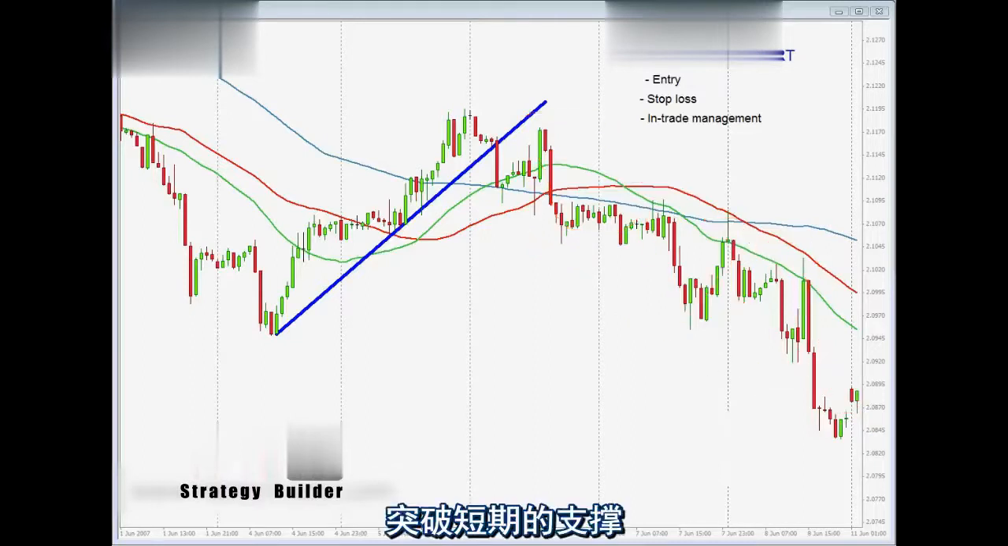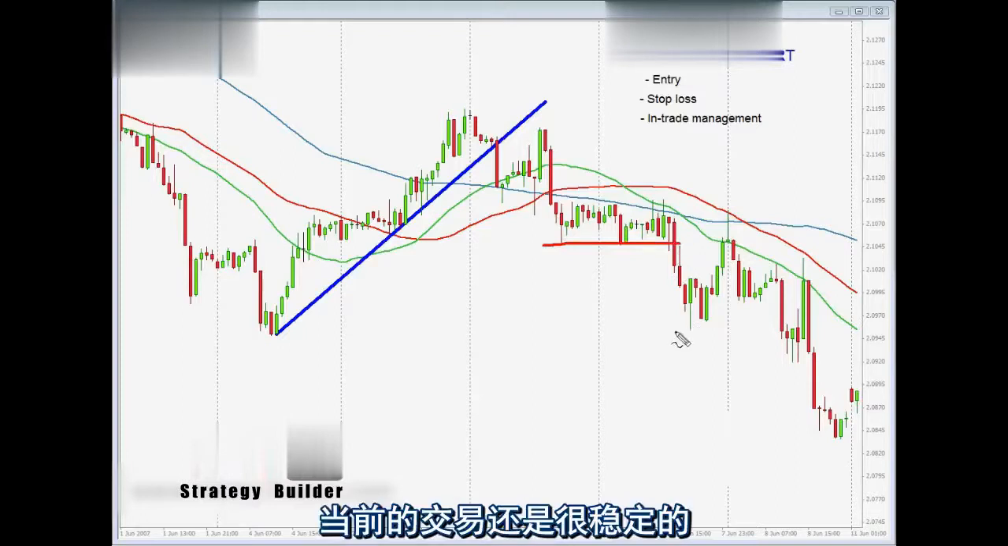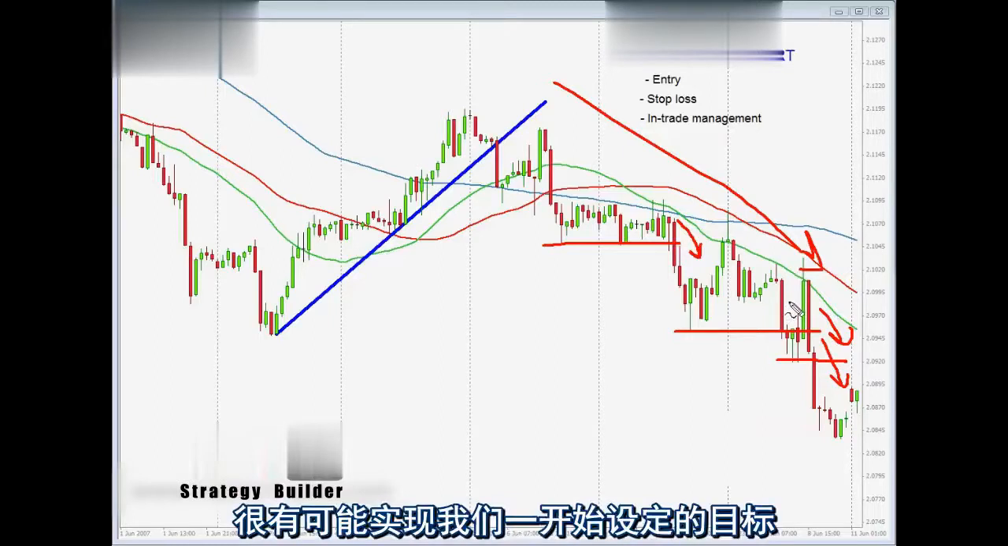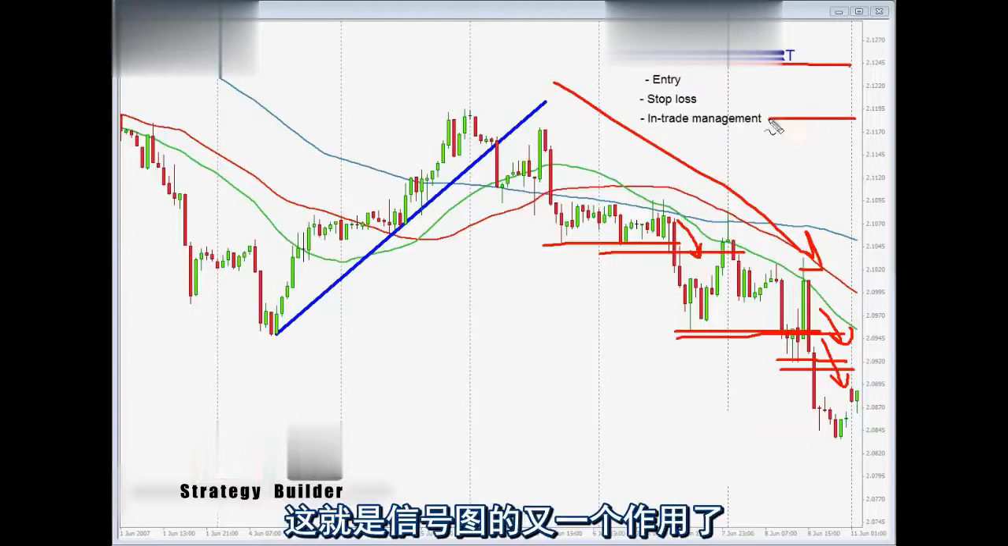Breaking levels of short-term support in the setup chart, and therefore basically the trade is quite healthy. It's definitely moving in our direction. There is no need to close the trade so far. Chances are that it will hit our final target as price keeps on breaking levels of support in the trigger chart.